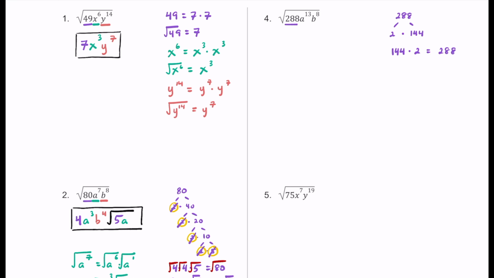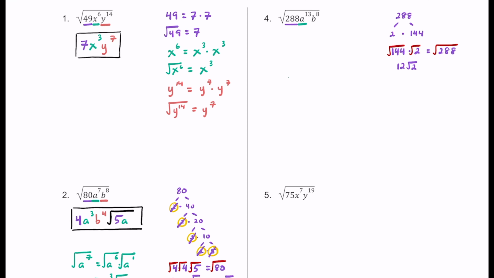But keep in mind that if we know that 144 is a perfect square, then we can go ahead and just say that the square root of 144 times the square root of 2 equals the square root of 288. Now the square root of 144 is 12, so this is just 12 root 2. That would be the most simplified version for the square root of 288. And again, if you want to write it out to get that, feel free to write more steps out.